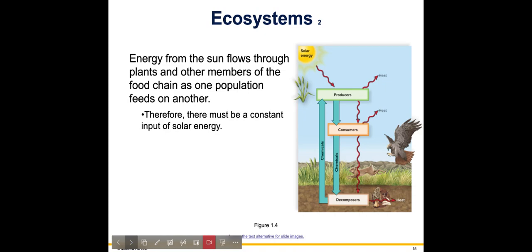Energy also moves in the ecosystem. So we have sun that is going to flow to plants that will use that solar energy to make sugar in photosynthesis. And then that energy can move to consumers when they eat the producers. And then, of course, that energy will go to decomposers that are breaking down dead consumers or producers. What we also notice is that a lot of that energy is lost as heat to the environment. So there has to be constant solar energy input in order for our ecosystem to have enough energy.